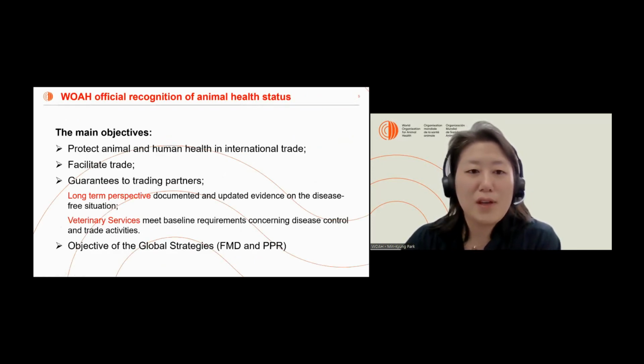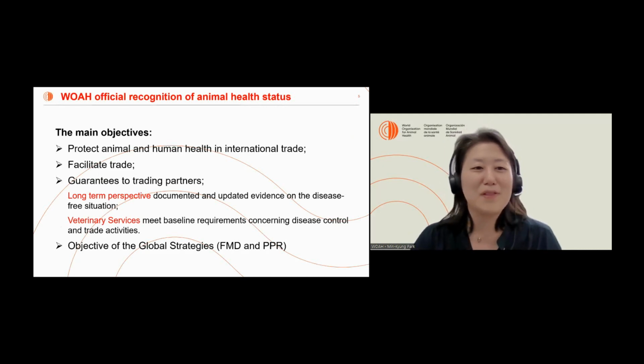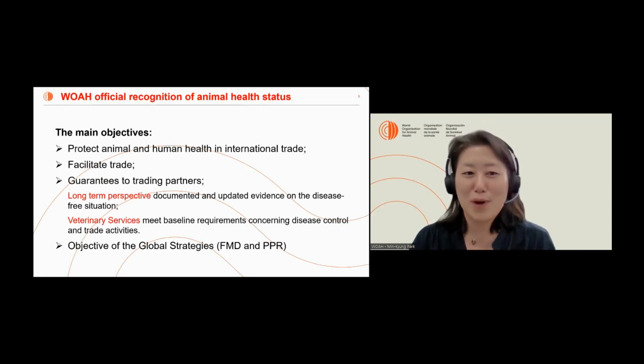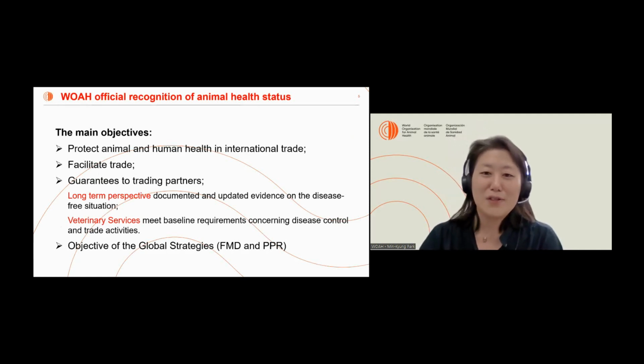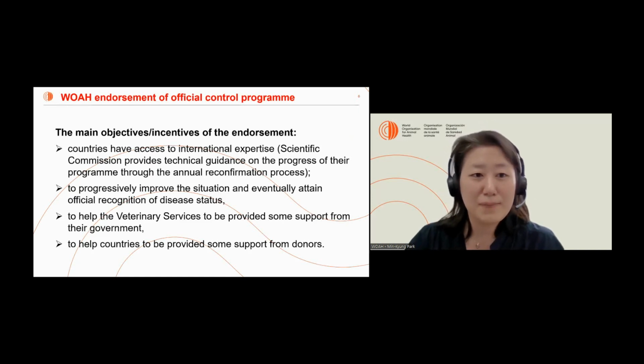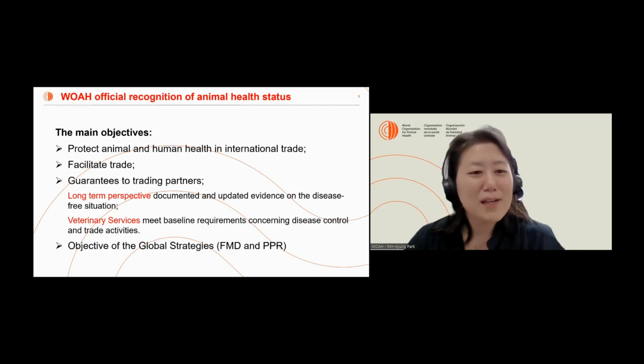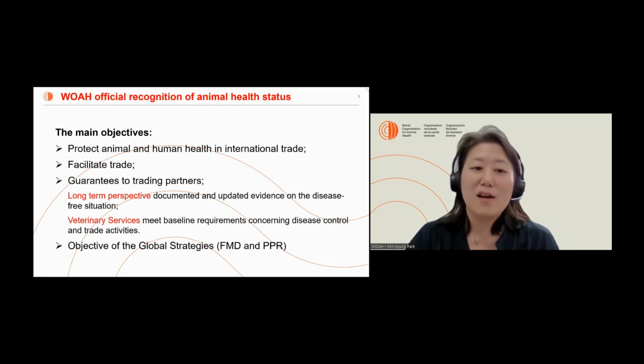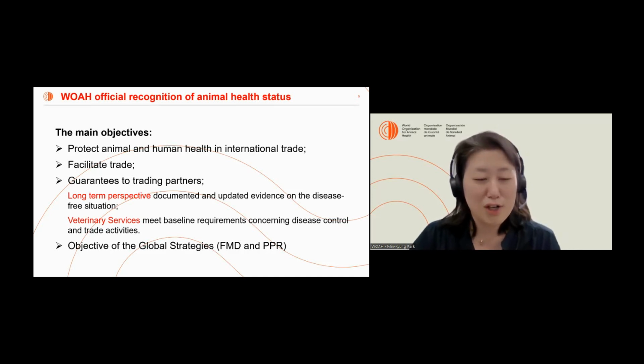Now, a brief description of the objectives of this whole procedure of granting official recognition of a free status versus endorsement of your control program. So for the recognition of official status, my slides are jumping. The main objective is, of course, as we are WOAH, to protect animal and human health and international trade, but also to facilitate trade by giving recognition to those countries who have demonstrated that they are complying with the international standards to be determined as a free country, and also having respected the recommendations for safe trade following the provisions of the Terrestrial Code.